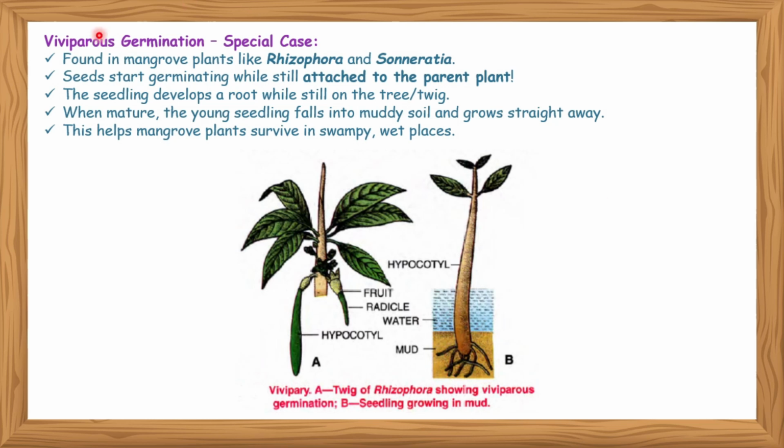Viviparous germination is a special case. It is found in mangrove plants like Rhizophora and Sonneratia. Seeds start germinating while still attached to the parent plant. The seedling develops a root while still on the tree or twig. When mature, the young seedling falls into the muddy soil and grows straightaway. This helps mangrove plants survive in swampy, wet places. This is viviparity: a twig of Rhizophora showing viviparous germination, with the seedling growing in mud.